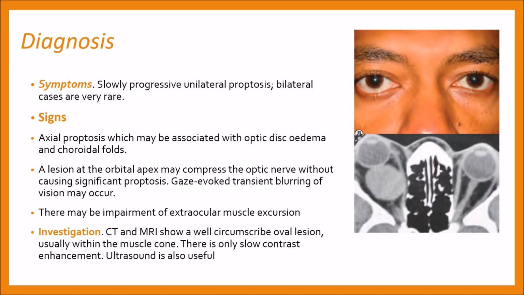You can see there is right proptosis in this eye, which is quite clear. Now, CT and MRI show a well circumscribed oval lesion, usually within the muscle cone. There is only slow contrast enhancement. Ultrasound is also useful. You can see it here, a well circumscribed lesion which is present in the retrobulbar region in the muscle cone.